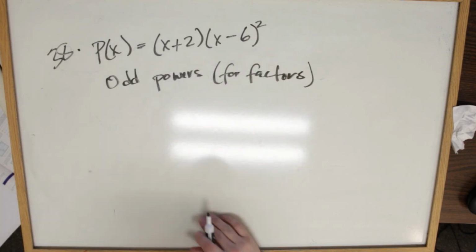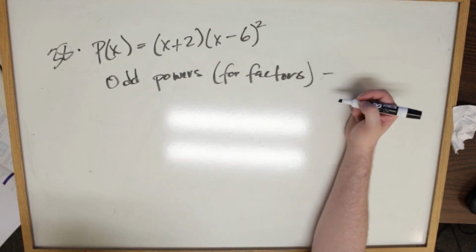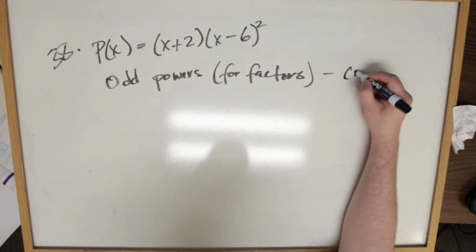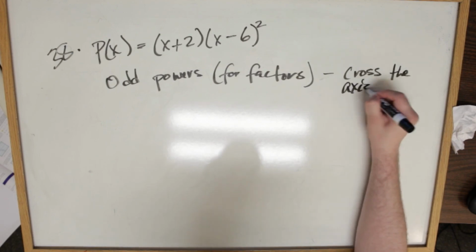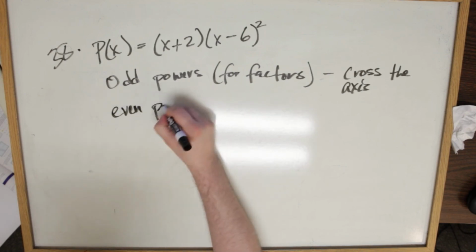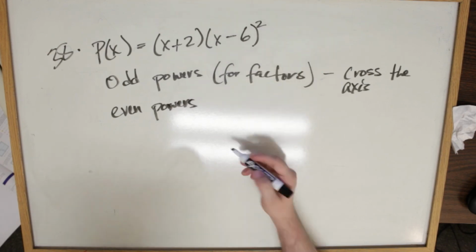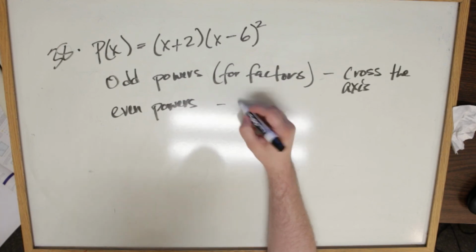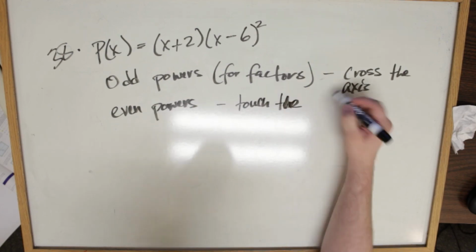When you have odd powers, for factors, the graph is going to cross the axis. And when you have even powers, again for factors, same idea. In this case, there's a 2. It's going to touch the x-axis.